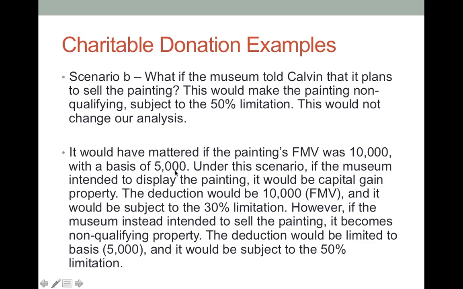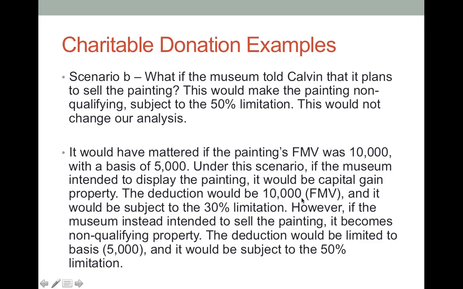Under this scenario, the painting is capital gain property. Okay, it could be capital gain property because the fair market value is more than the basis. So under this scenario, if the museum is going to display the painting, if the donation is in line with the charitable mission of the organization, then it's capital gain property, and the deduction that the taxpayer could take would be a $10,000 donation or deduction.